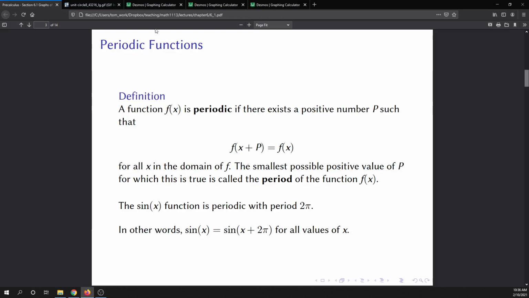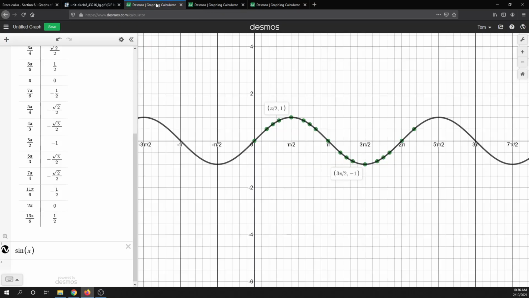All right, so the period of the sine function, right? Basically, what the period is, it's the smallest positive value over which it repeats. And so you can see that for the sine function, the period is 2 pi, right?